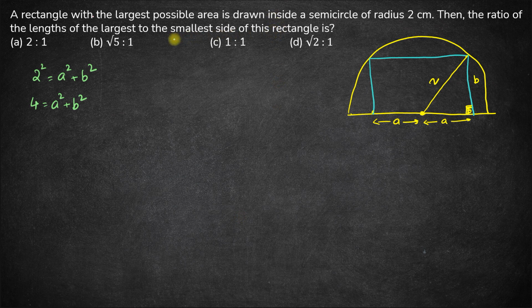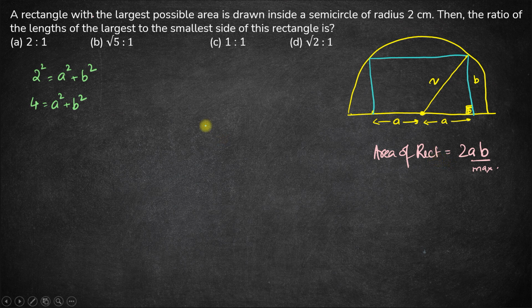And now we need to calculate the largest, since we want to maximize the area of the rectangle. The area is the length, which is 2A, into the width, which is B. So area is twice A into B. Now to maximize area, we need to maximize the product of A into B. Correct? How do we maximize the product of A into B?